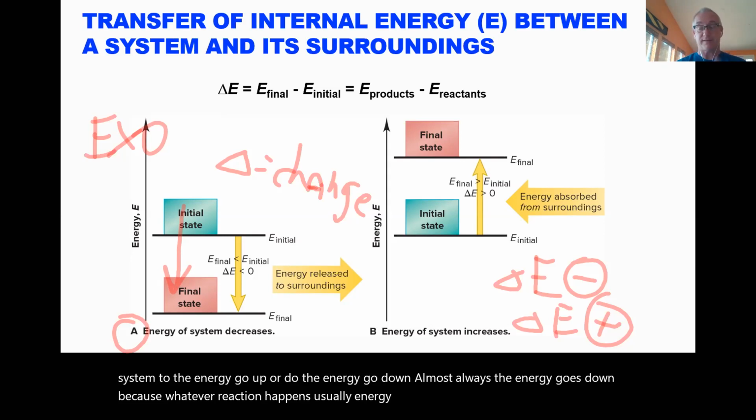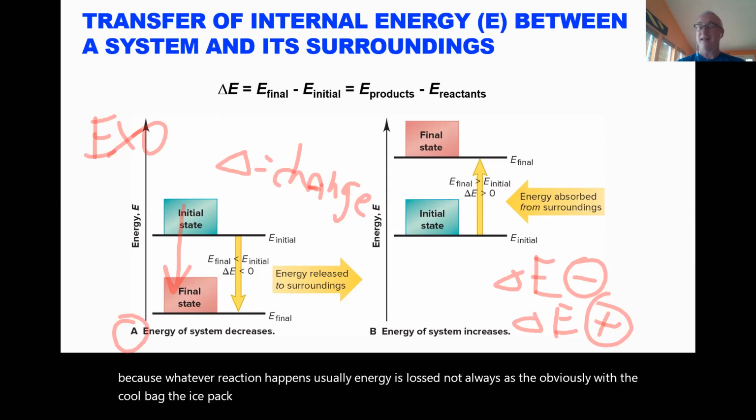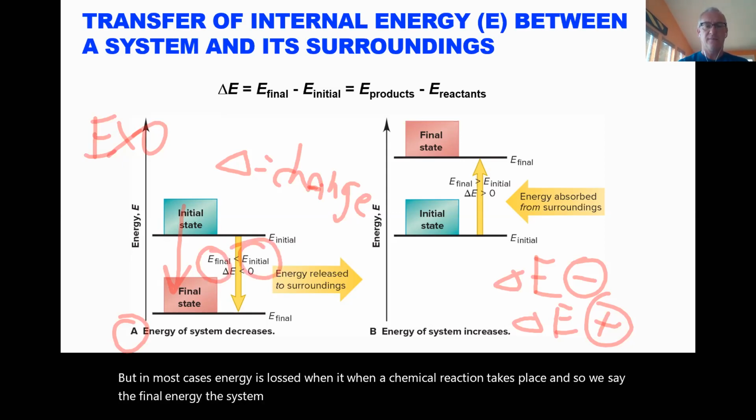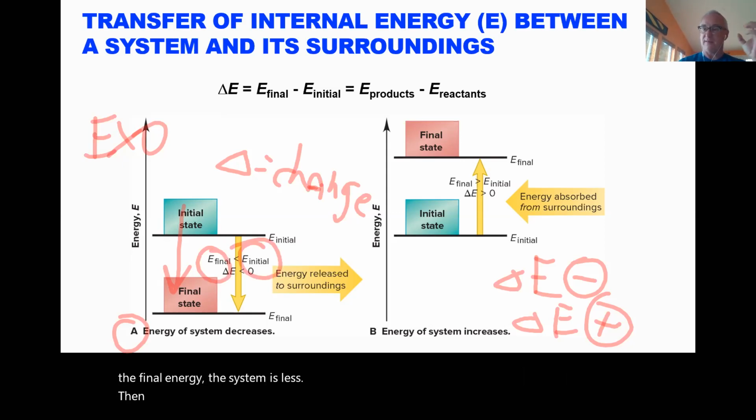Almost always the energy goes down, because when a reaction happens, usually energy is lost. Not always, as obviously the cold bag, the ice pack, will demonstrate. That's not always the case. But in most cases, energy is lost when a chemical reaction takes place. And so we say the final energy of the system is less than the initial, and that's why we give this a negative.